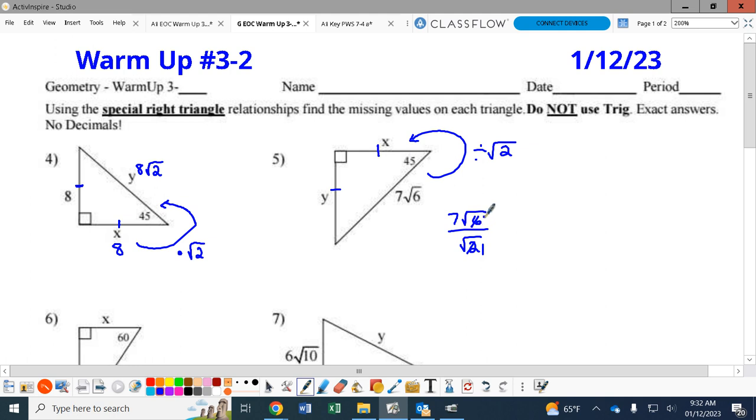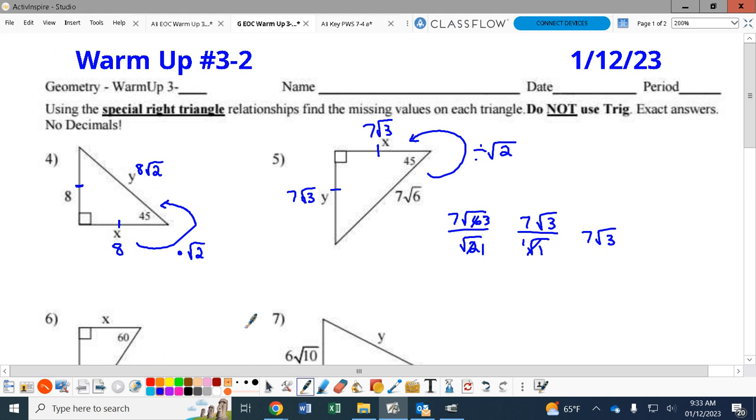what? What's 6 divided by 2? 3. There you go. And then it would just be 7 square roots of 3 all over the square root of 1. But guys, what's the square root of 1? Y'all need to know that. 1, just 1. Which really means it's just 7 square roots of 3. And if one leg is 7 square roots of 3, then the other leg is also 7 square roots of 3. It's just reducing, guys. They just happen to be under the radical. Okay?